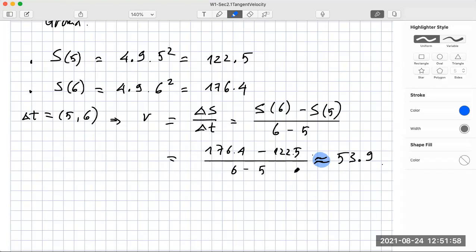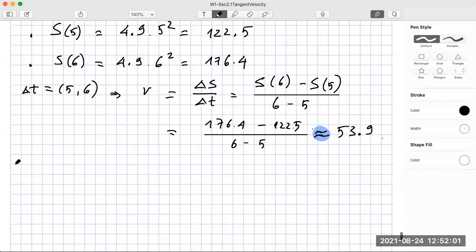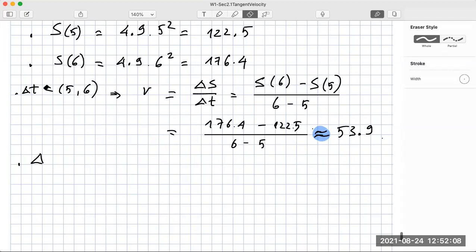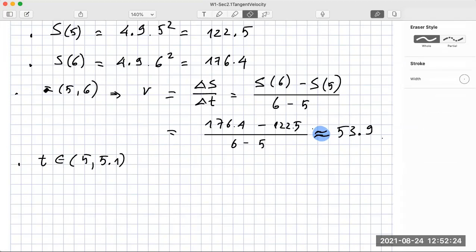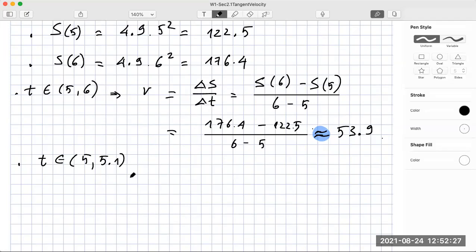So let us compute another velocity if we consider the time interval. It's not delta t here. From 5 to 5.1. Yeah, try to do it yourself, and we will compare the result. Okay.